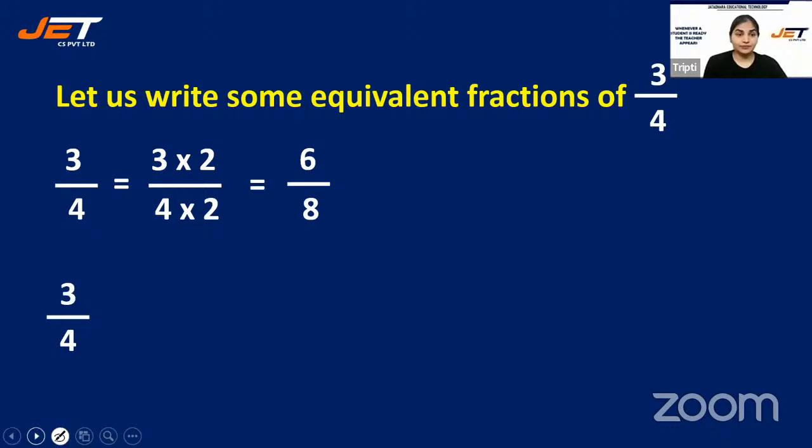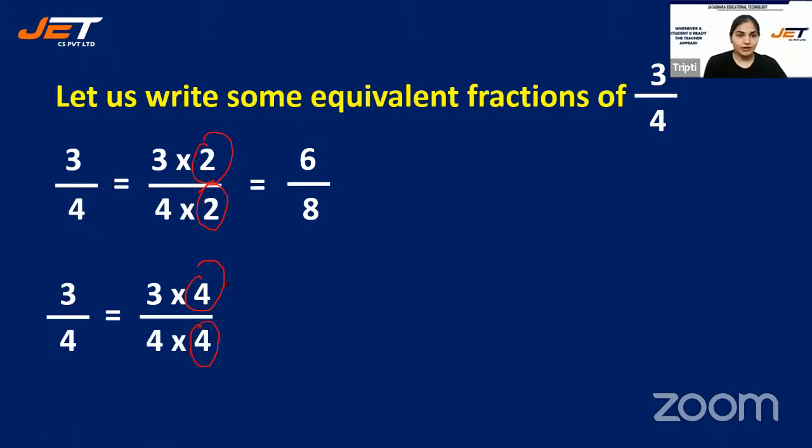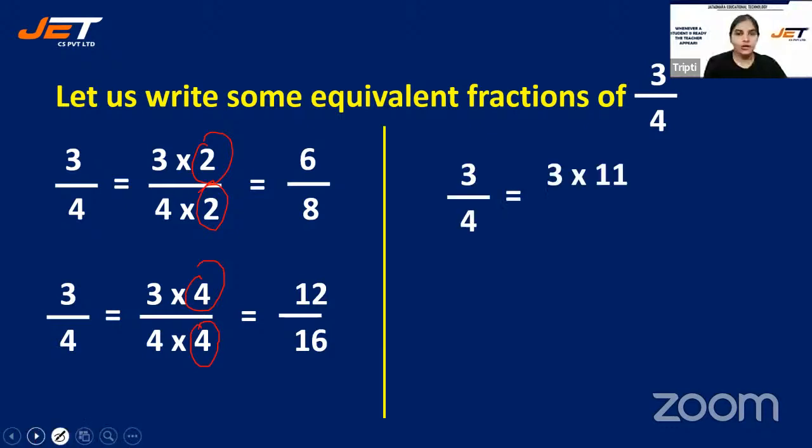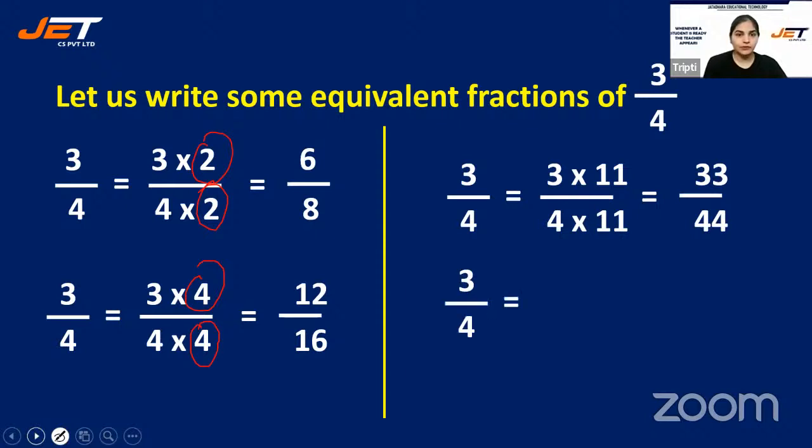Next is 3 by 4. Now 3 by 4, the same fraction 3 by 4, I'm multiplying it by 4 this time. Earlier I multiplied it by 2. Now I'm multiplying it by 4. And I got 12 by 16. 12 by 16 is the equivalent fraction of 3 by 4. So 3 by 4, I am multiplying this by 11 this time. So I have got 33 by 44.